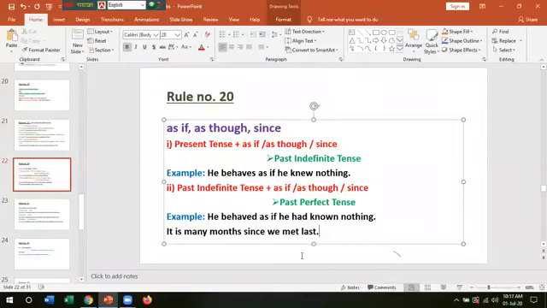Well, probably we met March 17, then lockdown started. So it is many months since we met last. Here you see, since in the middle of the sentence, and the first part is in present tense, that is, it is many months. So we have used past indefinite tense. It is following rule number 1.